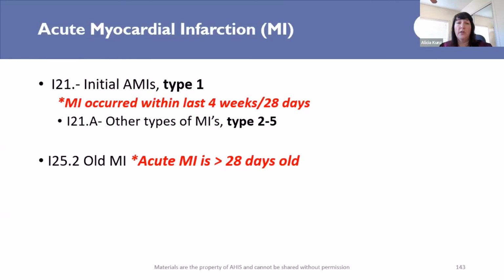Acute myocardial infarction. We have a couple of different types. Initial acute myocardial infarction, type 1, meaning they had a heart attack within the last 4 weeks or 28 days. And then you have codes I21.A for myocardial infarctions types 2 through 5. This seems a little bit crazy, but I25.2 is old myocardial infarction. Anything greater than 28 days ago is considered an old myocardial infarction. So just be aware of that. Next.